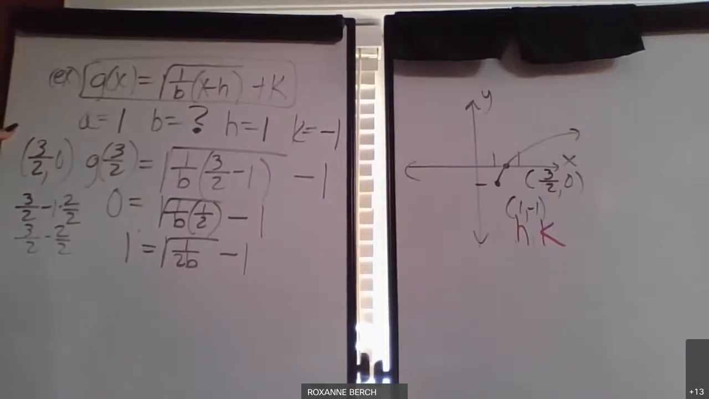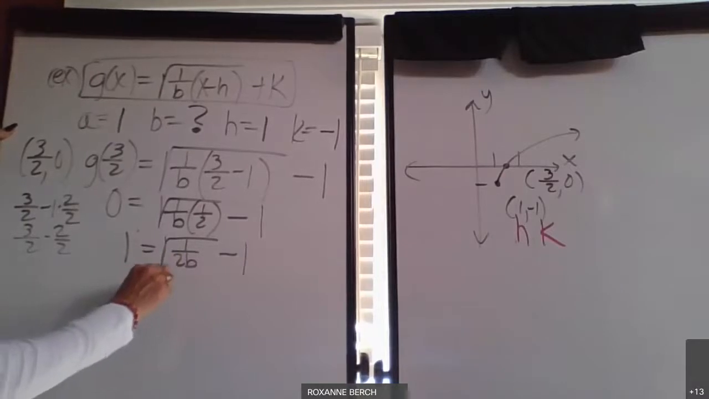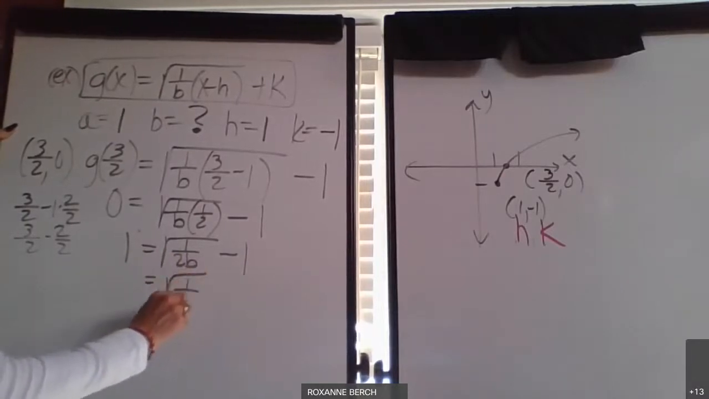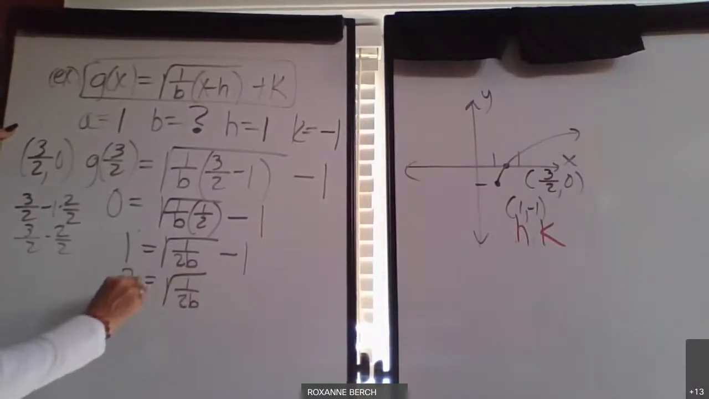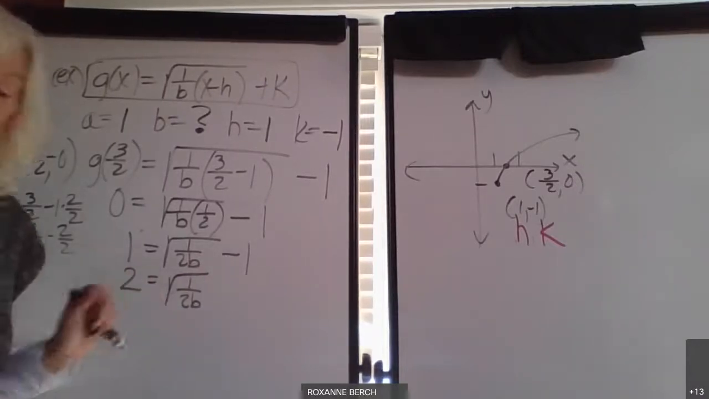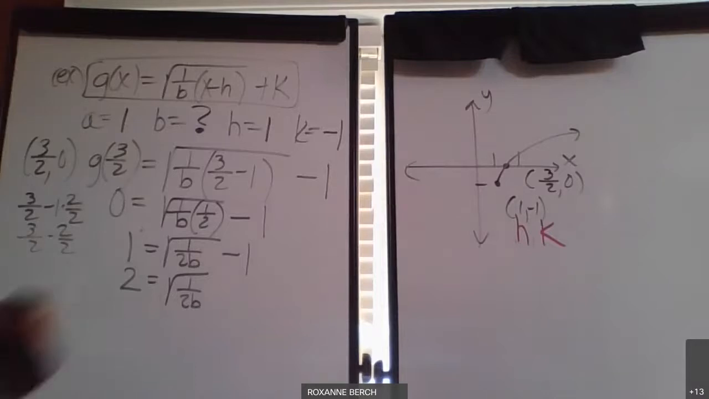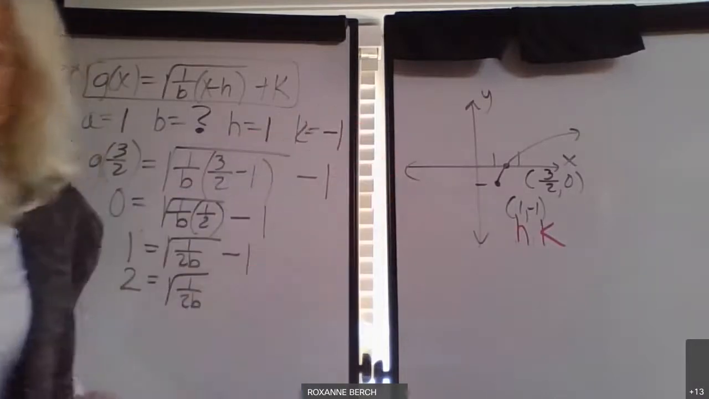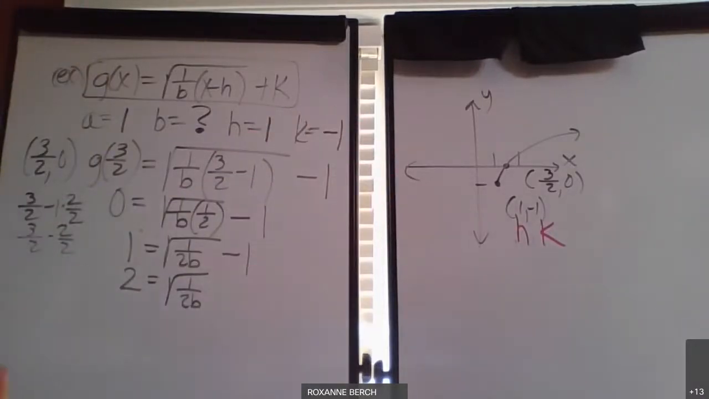So remember, when we're solving square roots, you have to isolate the radicals. So we're going to add 1. Okay, now there's a bunch of different things we could do. What I recommend you do is square both sides.